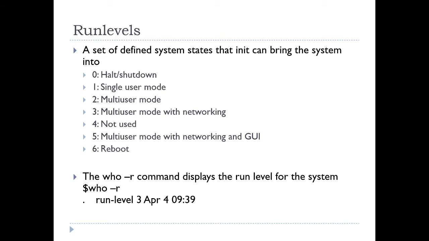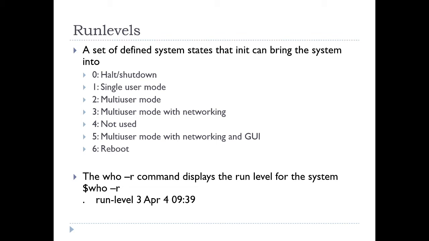If the run level is 0, then a shutdown is initiated. Run level 1, the system works in the single user mode. Run level 2 means the system is put into multi-user mode. Run level 3 means multi-user mode with networking facility. If the run level specified is 4, then the system is idle, that is not in use. If the run level is 5, then multi-user mode with networking and graphical user interface. Run level 6 specifies to reboot the system.